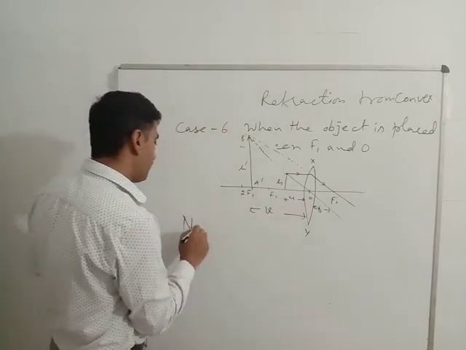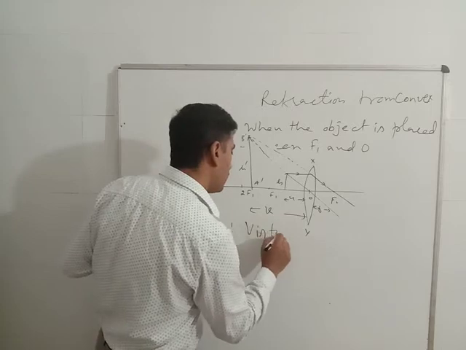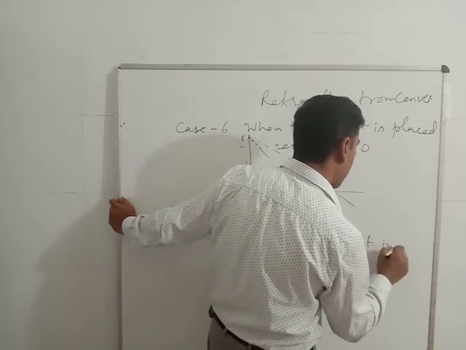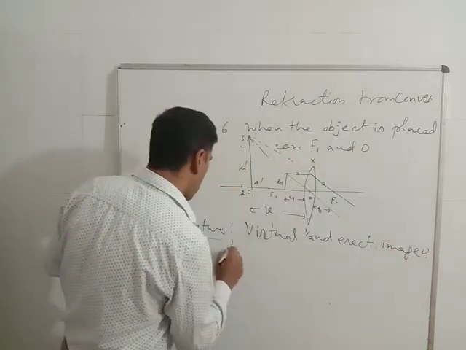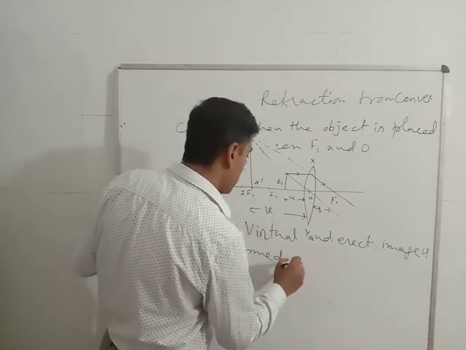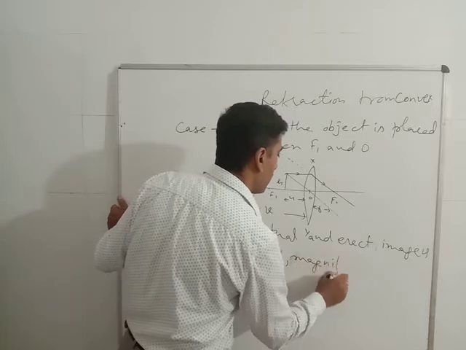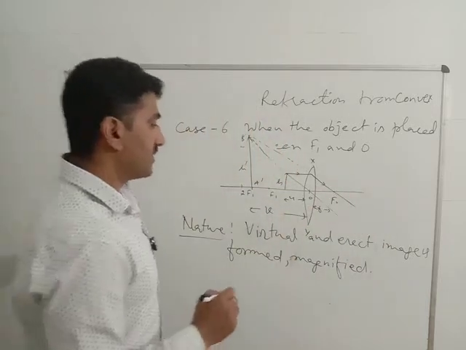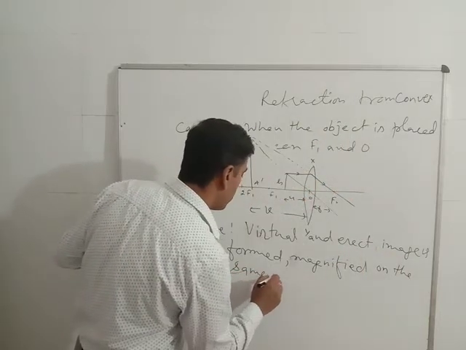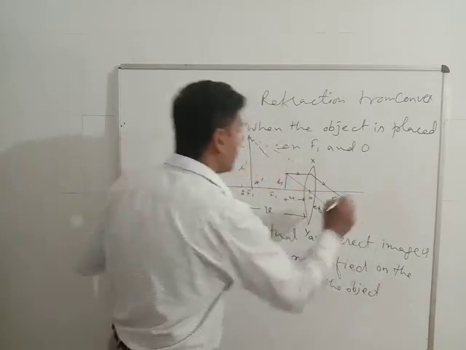So let's write the nature. Sorry, this is a virtual and erect image, formed on the same side, larger in size, magnified, on the same side of the object. So these are the 6 cases.